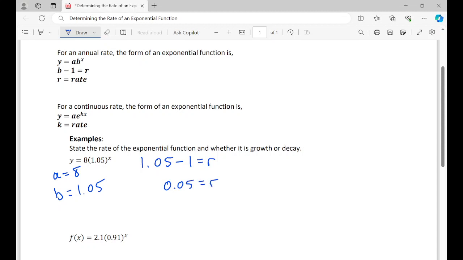Do the math, and we're going to end up with 0.05, which is r. But if you want to convert it to something that we can actually use in conversation, we just multiply this by 100 and we get 5%. So we have 5%, r is positive, so we state that this is a growth function with a rate of 5%.